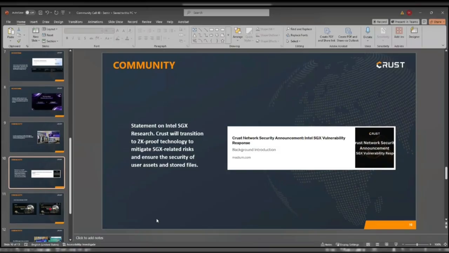We've also issued a statement on the Intel SGX research. Crust will transition to ZK-proof technology to mitigate the SGX-related risks and ensure the security of the user assets and stored files. And for anyone who would like to go over this deeper, we have also issued an article posted on our Medium. You can see the Crust Network security announcement. It's pretty detailed and it covers all the topics around the statement.